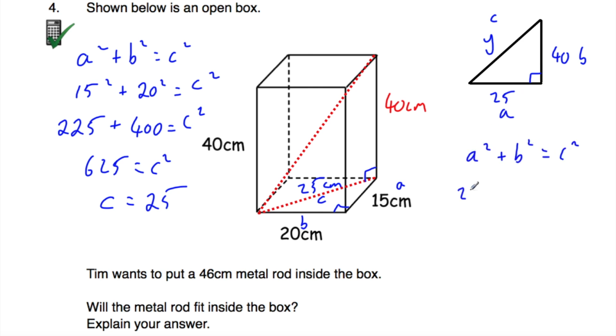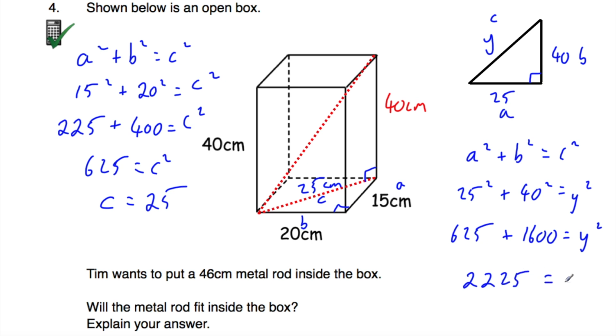A squared, that's going to be 25 squared, plus B squared, that's going to be 40 squared, and that's equal to Y squared. So 25 squared, that's equal to 625, plus 40 squared, that's 1,600, is equal to Y squared. Then if we add these two together, 625 plus 1,600 is equal to 2,225, that's equal to Y squared. And then finally, if we square root that, we're going to find the length of that diagonal. So the square root of 2,225 is equal to 47.169 and so on centimeters.